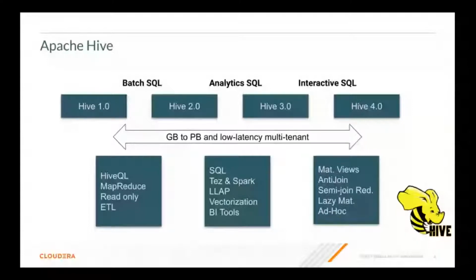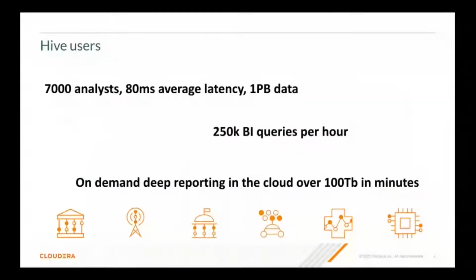So all these optimizations I mentioned, there are many, many more that I don't have time to mention, enabled the users and Cloudera customers to do crazy things with Hive that were not doable in the early versions. So we have customers in Cloudera in a variety of sectors like banking, telecommunication, automotive, life sciences, and technology that run 250,000 BI queries on a single cluster. Or we have thousands of analysts running sub-second average latency queries on a petabyte of data.